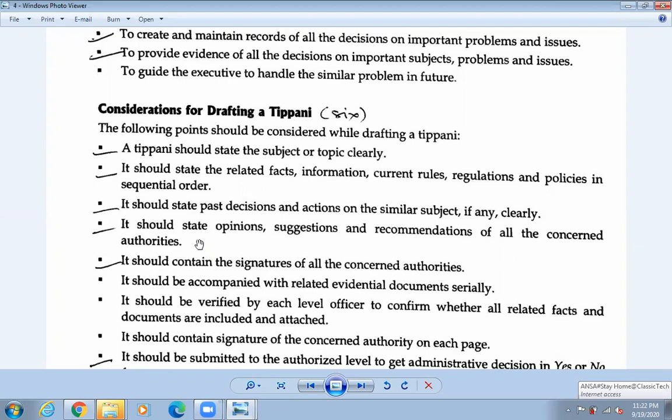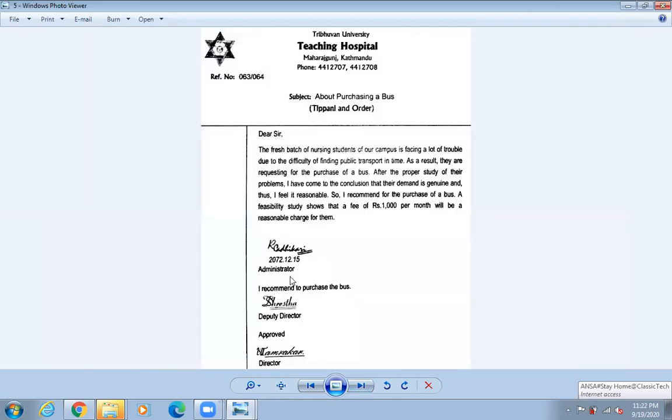Okay, so we should give the suggestion, we should give the opinion to the upper level staff. So that's why we open your consideration for you. So it should contain the signature of all the concerned authority. I've shown you this one also. There should be the signature.